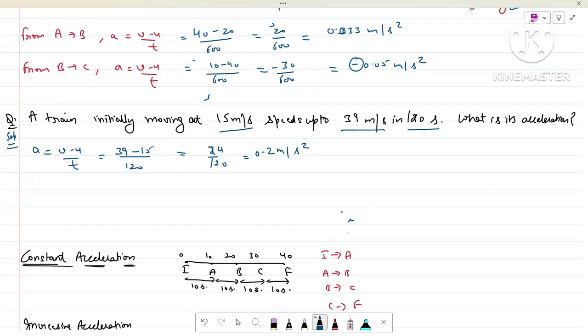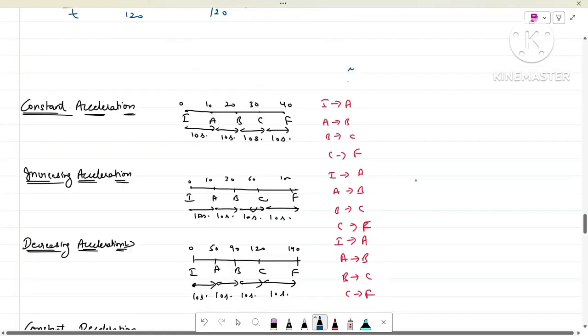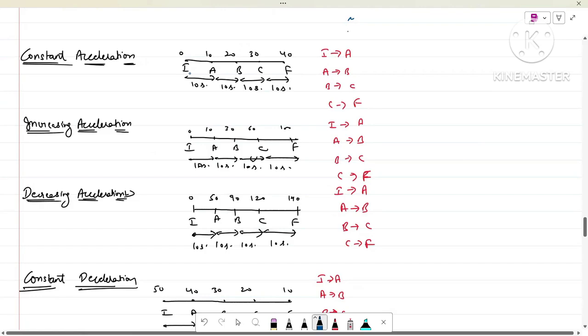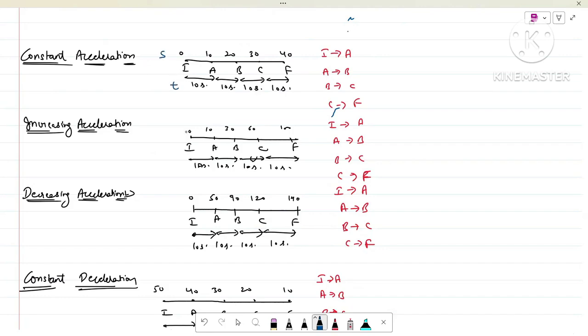Now we will discuss different types of acceleration: constant acceleration, increasing acceleration, and decreasing acceleration. Let's consider this journey. I have divided the journey from I to F into some parts. Here I am mentioning speed and here time. When the particle reaches from I to A, the change in speed is 10 minus 0, that is 10, and time taken is 10 seconds. So 10 by 10, it is 1 meter per second square.